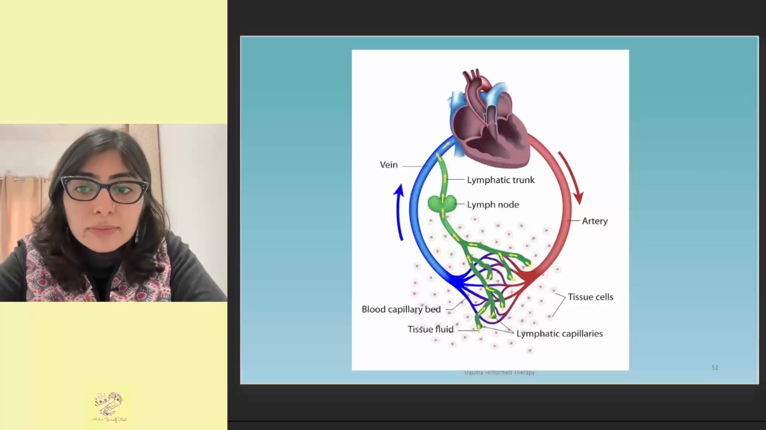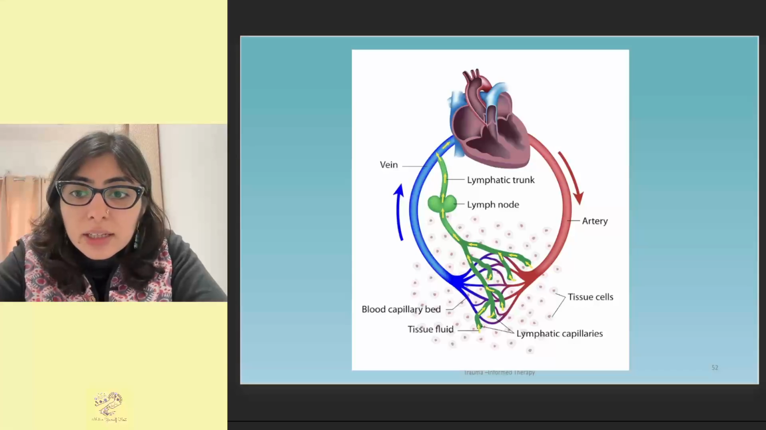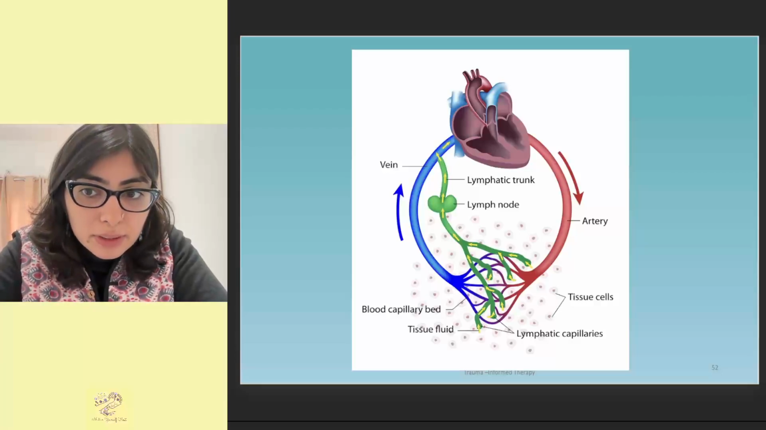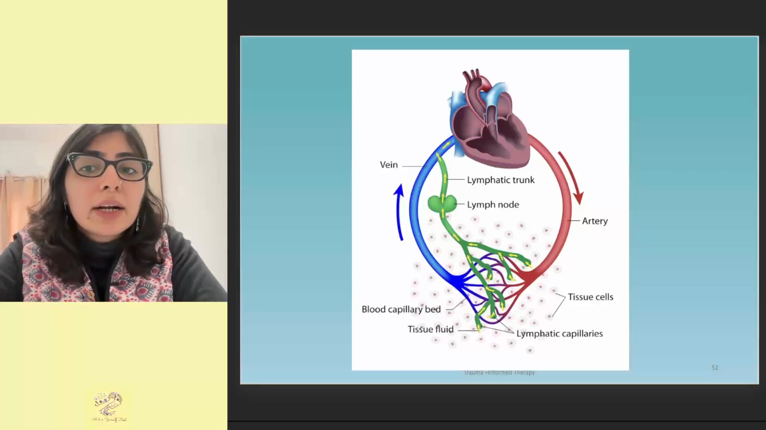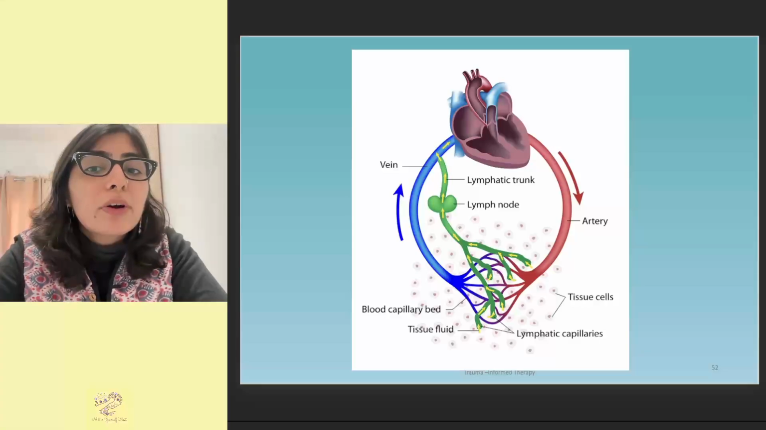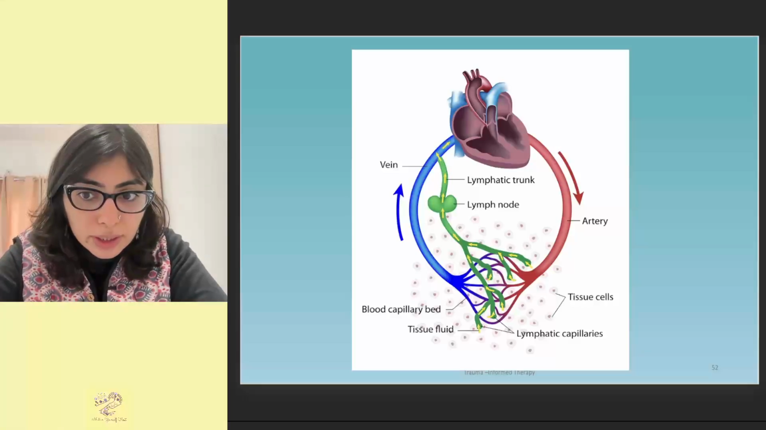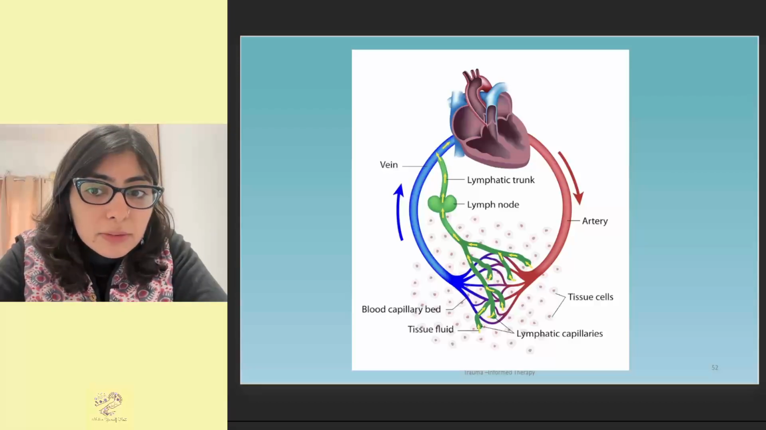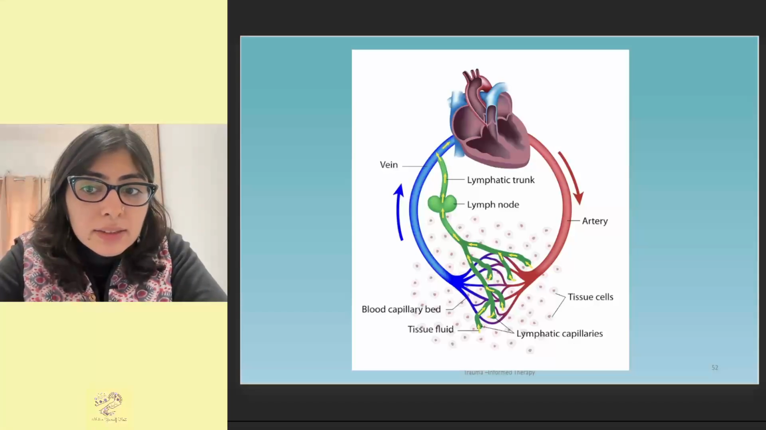The heart is pumping blood to this thick pipe called an artery, and then it gets divided into small pipes, and these are called blood capillaries. Now, these blood capillaries are in the background. You see these circular spots in the background. This is referred to as tissue cells.